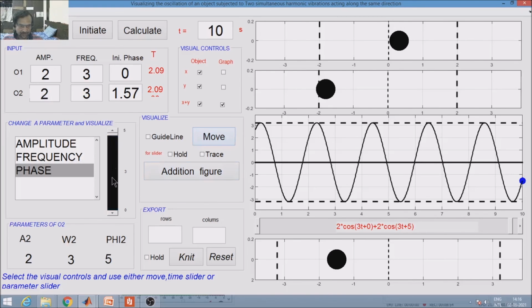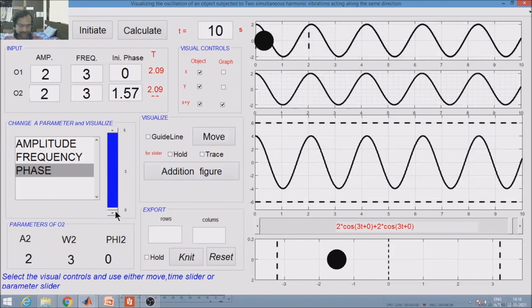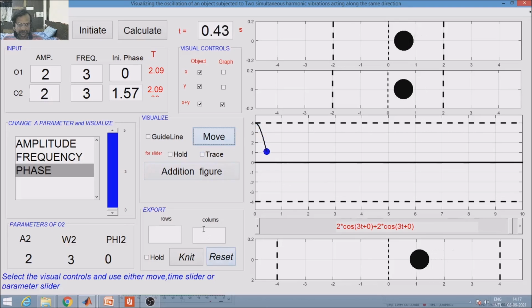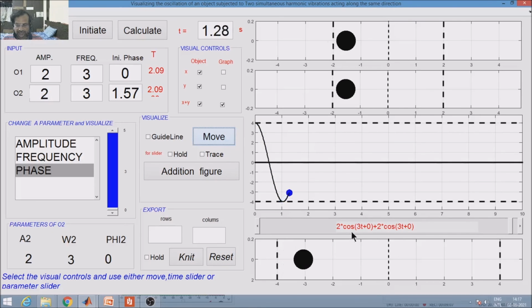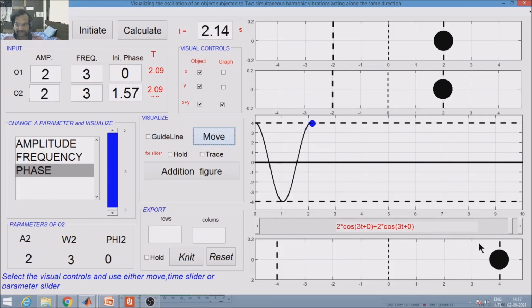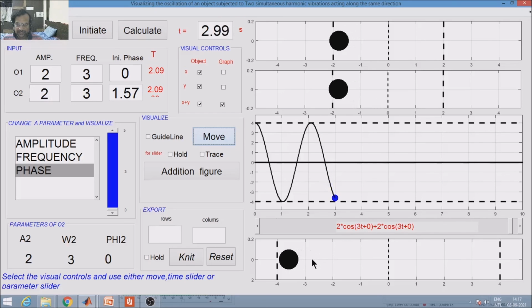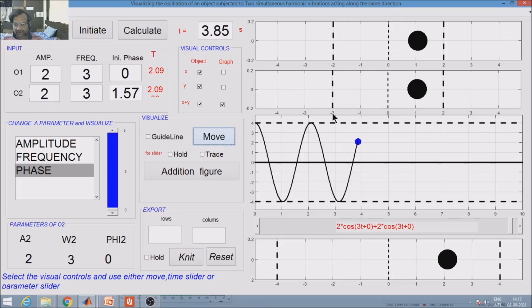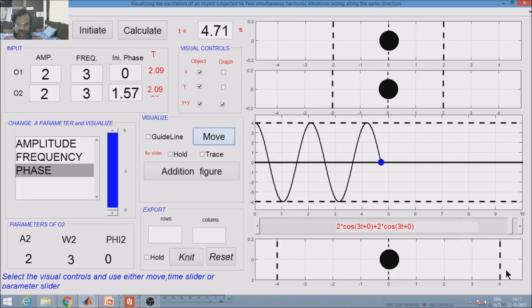Let's make both of them same. So this is a trivial case where amplitude, frequency and initial phase are all same, so all the three motions will appear to be happening in tandem. When it goes left, both of them are on left. When both of them are on right, the combined motion is also on the right.